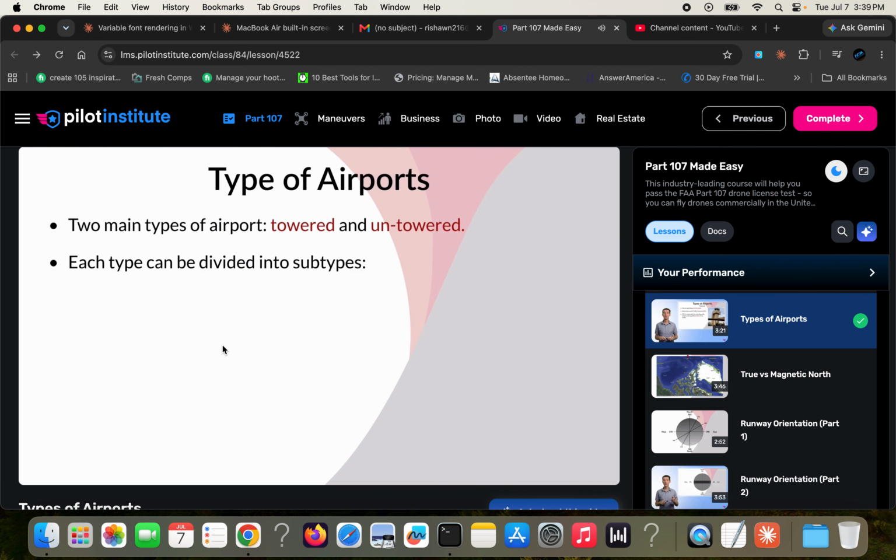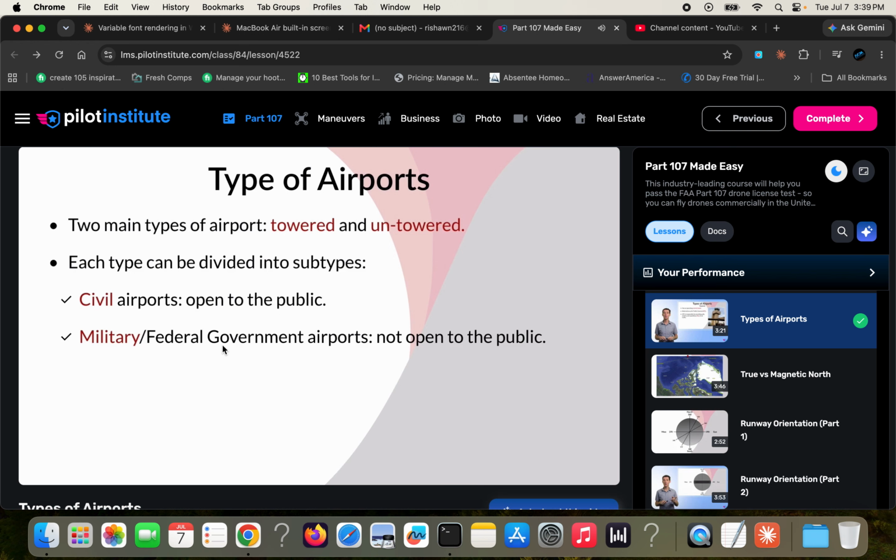Now, each of these airports can be divided into subtypes, and the first one is a civil airport, which is the most common type of airport in the country and is open to the public. Then we have military or federal government airports. These are not open to the public, so you don't want to go and fly out there. And then the last one is a private airport that's going to require permission from the owner in order to fly there.